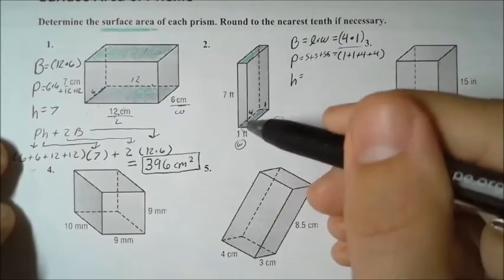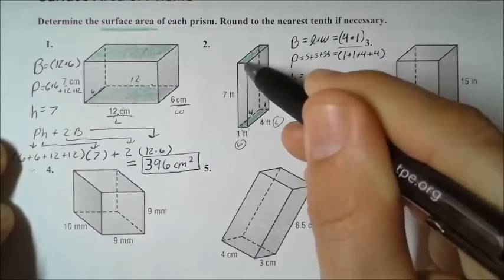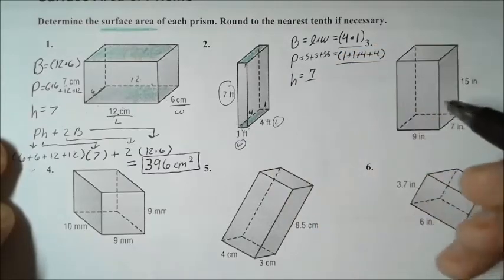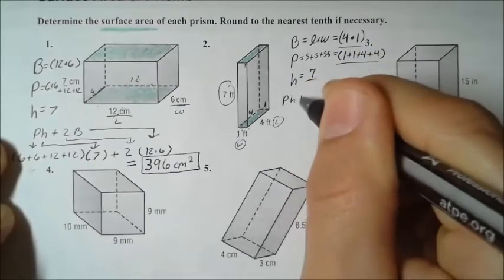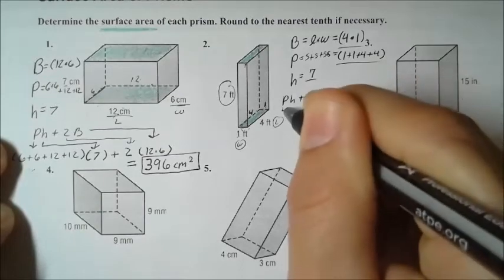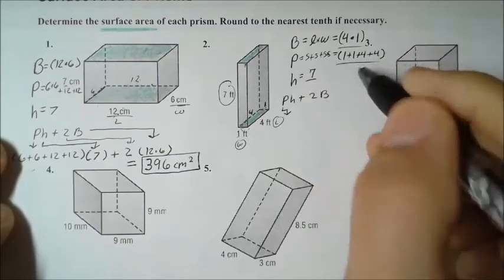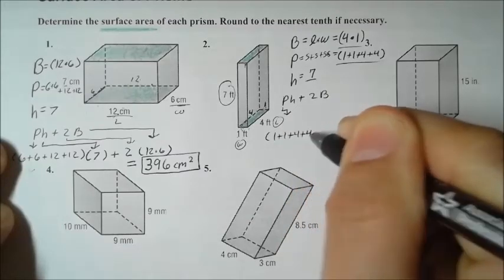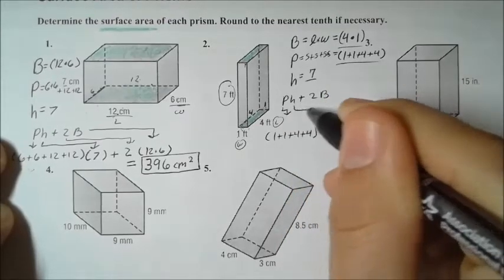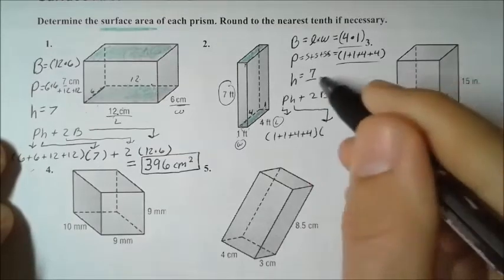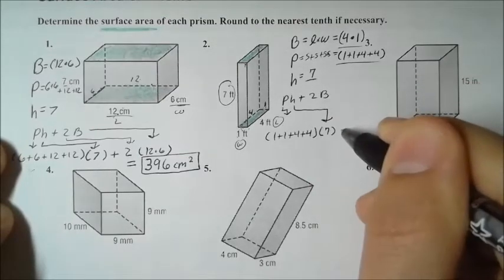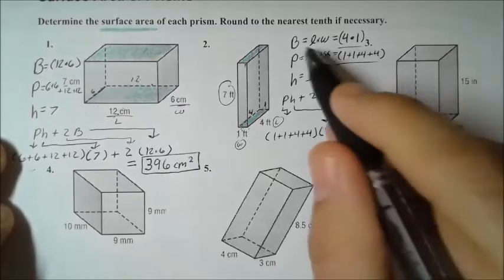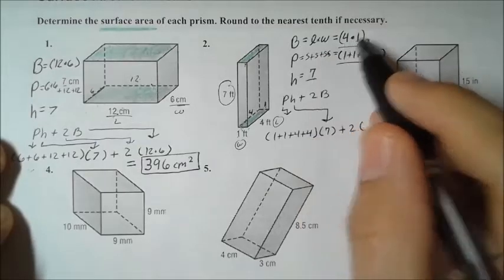Now the height, that's the distance between the 2 bases. And that is 7. So now I got all the numbers I need. I'm going to write it out, PH plus 2B. So when I write my P, my perimeter is going to be 1 plus 1 plus 4 plus 4. Then it's going to be multiplied to my H, which my height is 7. So I'm just going to put a 7. And then plus 2 times the area of the base. And remember, my area of my base, my big B, is 4 times 1.